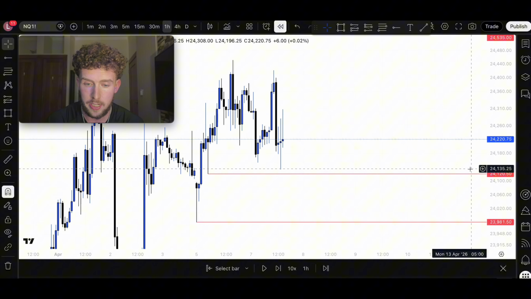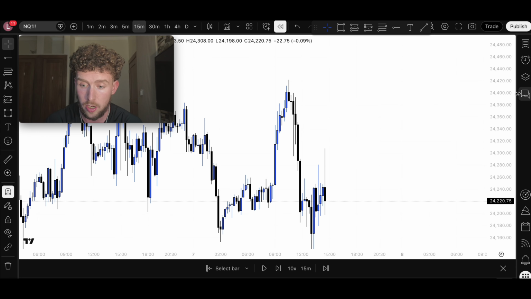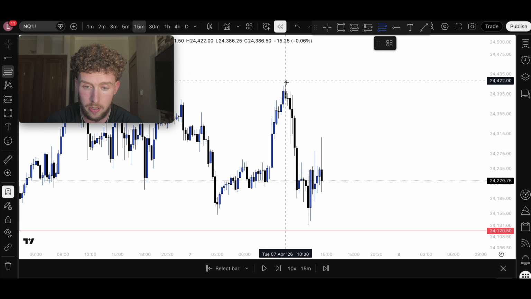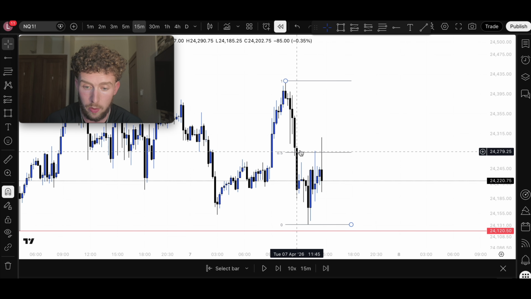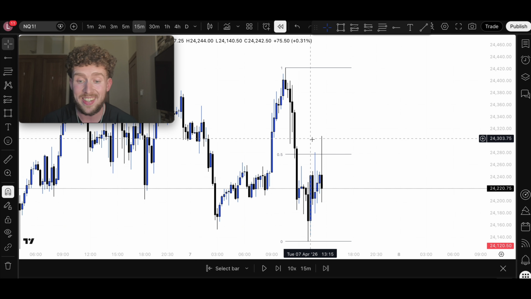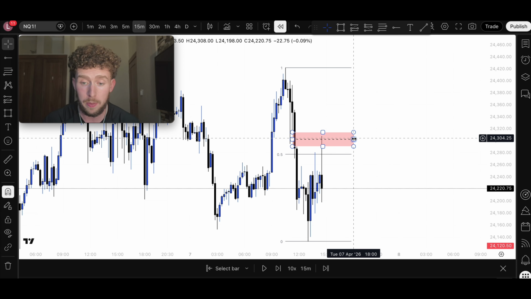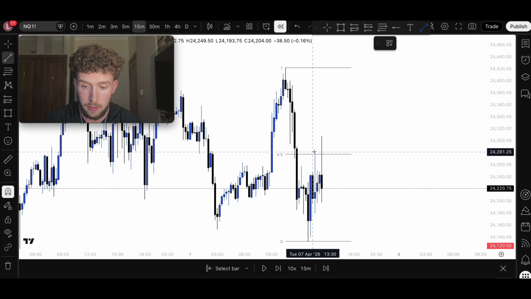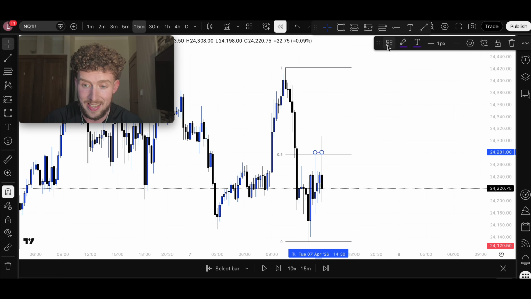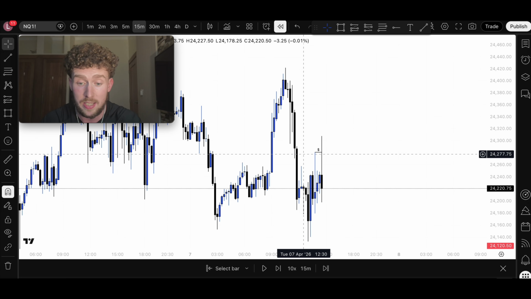Now, I obviously need an entry. I can't just enter because I think it's going there. I need confirmation. What I saw in this example, when I draw my fib tool out, is an unfilled 15-minute gap that we tapped into off open. Let's have a look at that right there. We tap into that off open, as well as sweeping this high here inside a 15-minute gap. We end up respecting this one here.